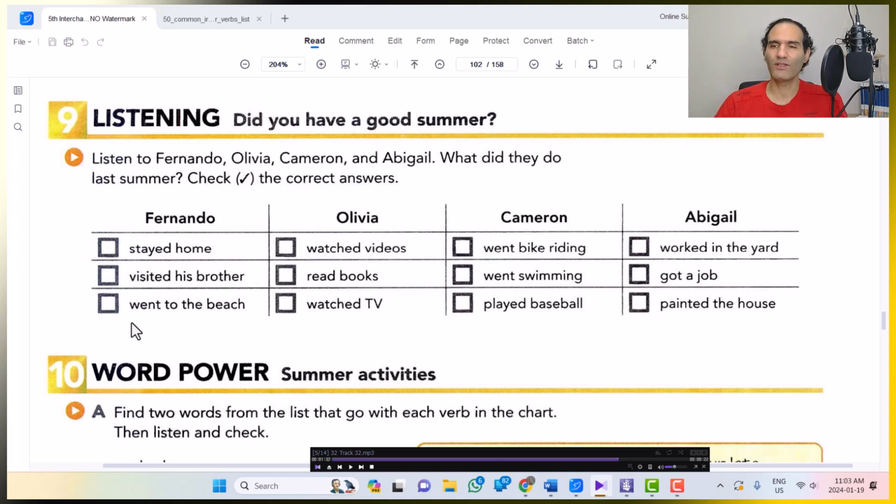And the last one? 4. Did you have a job last summer, Abigail? Well, no, but I did a lot of work. What do you mean? Did you get a job? No, but my parents and I painted our house, and I worked in the yard a lot.